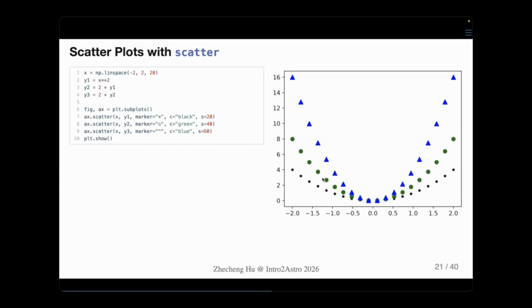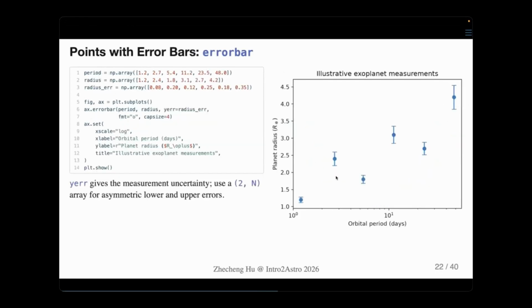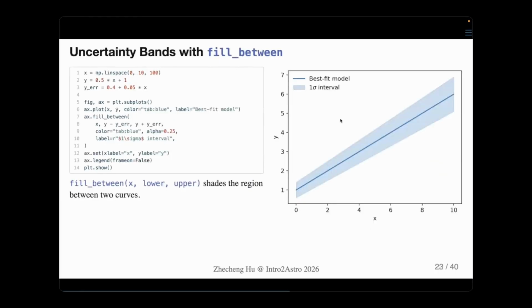You can basically have some scatters without lines. And here are some points with error bars, which is very commonly used in astronomy because we always need to quantify the uncertainty of a certain measurement. And this is called science, right? So basically I fix some data here and create this error bar.